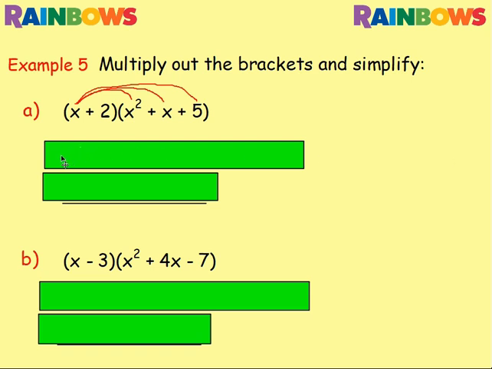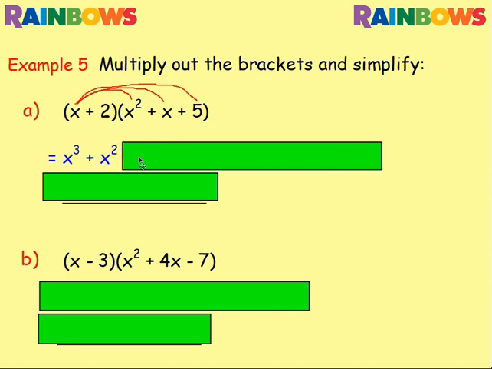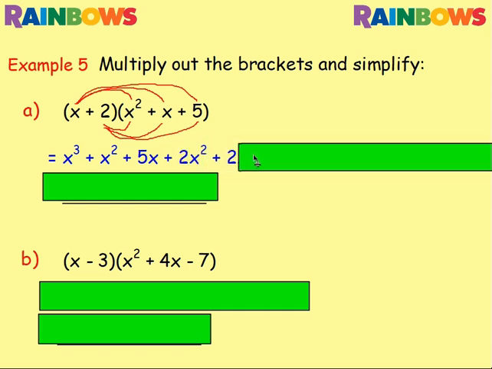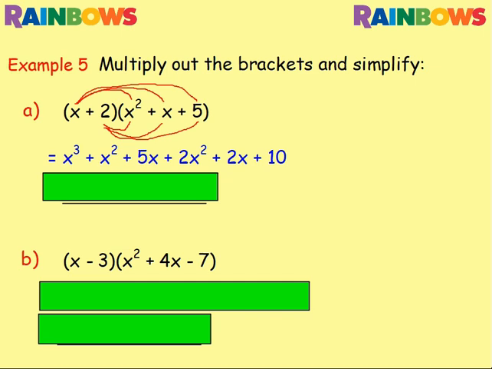Oh, so you would have x times x squared is x cubed. X times x is plus x squared, and x times 5 is plus 5x. It is indeed, yeah. And then what you do is you take the 2 and you multiply that by the x squared, then you do the 2 times the x, and then the 2 times the 5. So the 2 times the x squared is 2x squared, the 2 times the x is plus 2x, and the 2 times the 5 is 10.